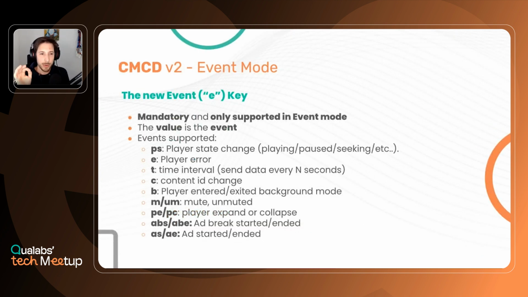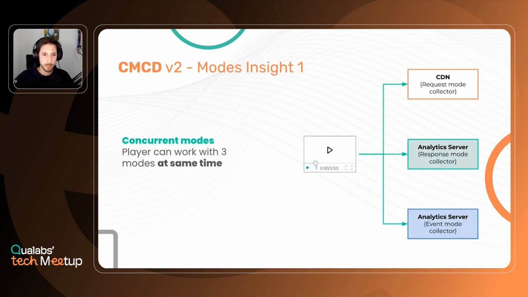There are particular events that we have defined with a new key called the event key, and these are the events we are supporting right now. It's like player state changed, play, pause, player error, some interval, also a content ID change, or if the player enters or exits background mode, mute, unmute, ad breaks, and player expand or collapse. Probably there will be more events that we are going to support.